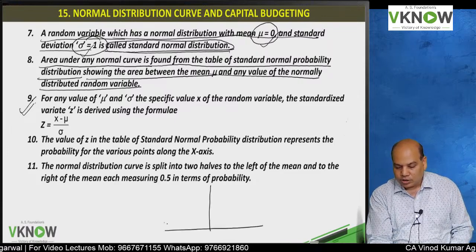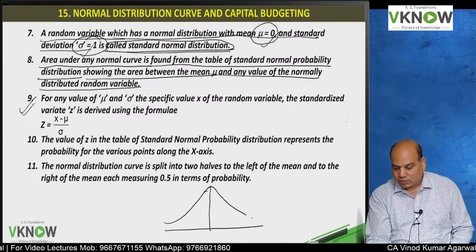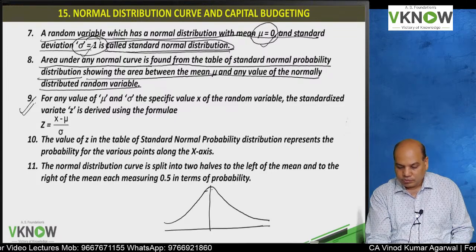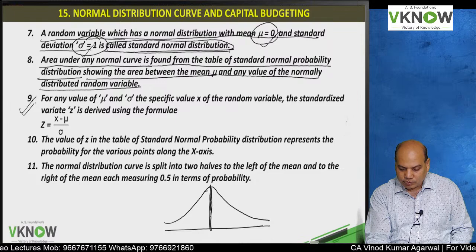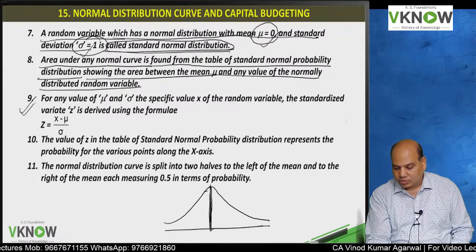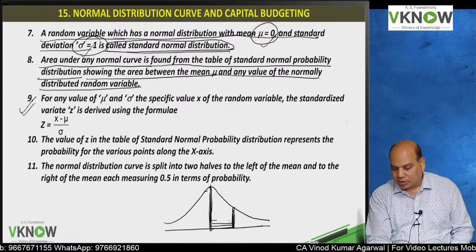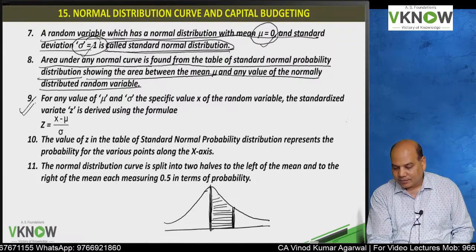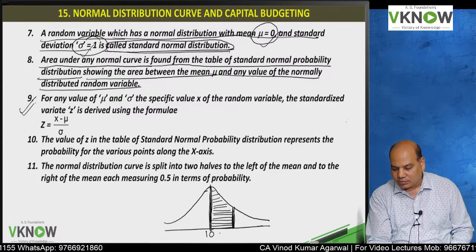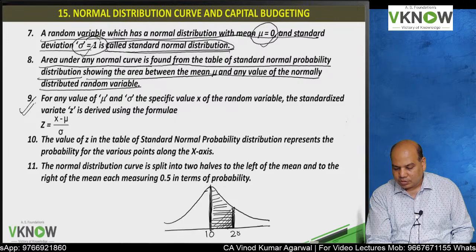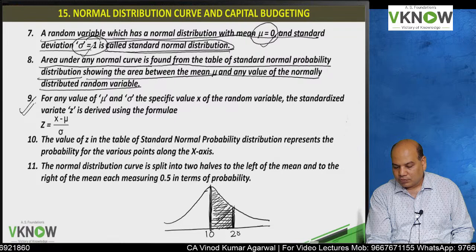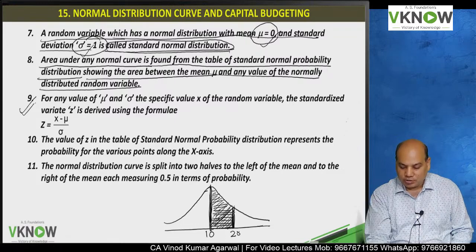You have seen one normal distribution table. For those students who have the book, you will find it at the end of the book. Suppose mean is 10 and this is 20. What is the probability that a number will fall between 10 and 20?